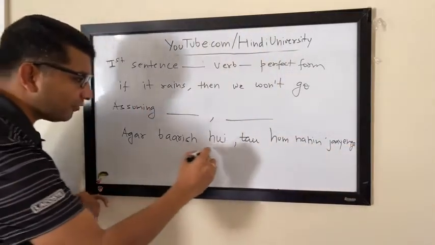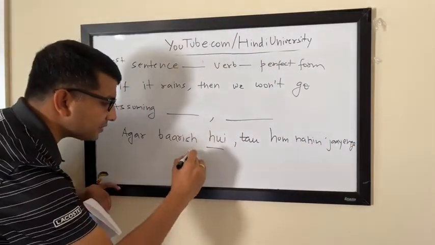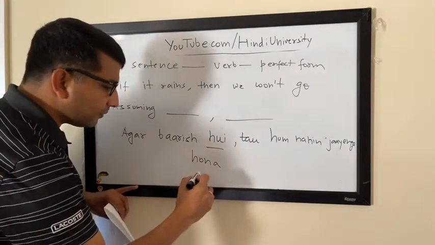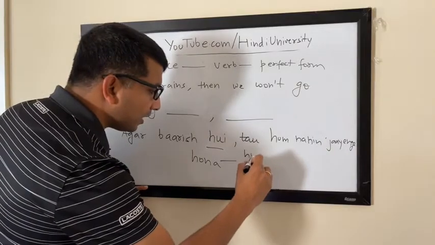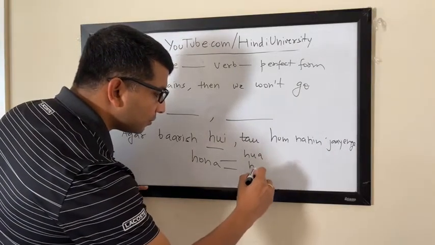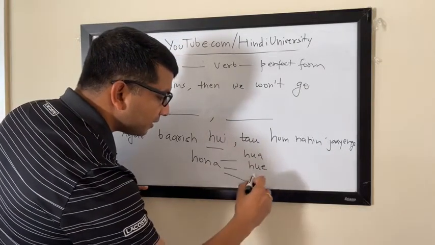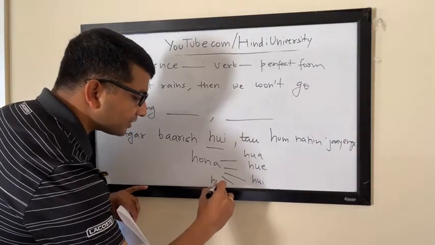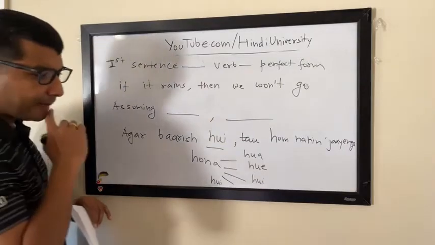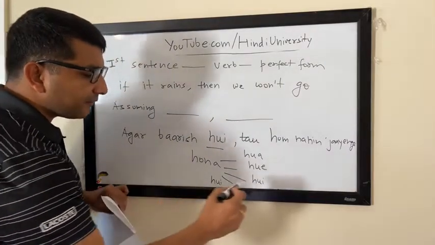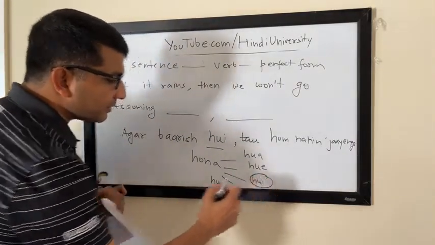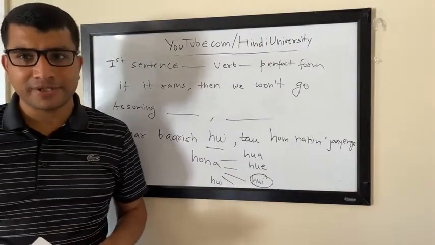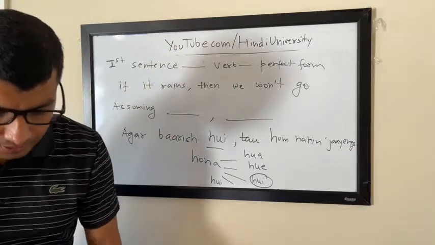This might be throwing you off, but remember the verb here is hona. For the perfective form, it's basically hua, hue, hui, and hui, the nasalized sound, if you recall. Because barish is considered feminine singular, you use agar barish hui. Agar barish hui, to hum nahi jayenge.